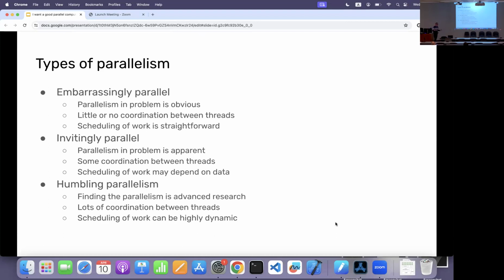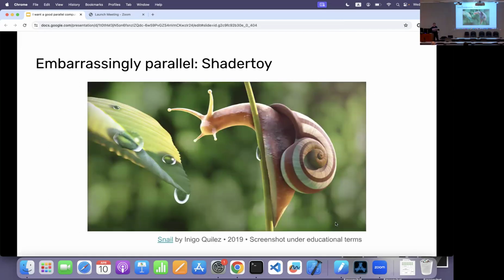The other thing about embarrassingly parallel problems is that the scheduling of the work is straightforward. A lot of times it's just a grid. If you're rendering a lot of pixels, Shader Toy is a really great example of embarrassing parallelism. What you're looking at here is a rather complex, sculpted mathematical function that is being evaluated at millions of points, one for each pixel. And actually, t is another parameter of that function.